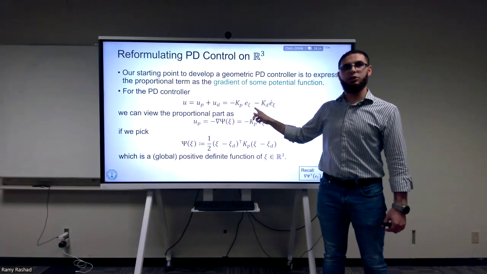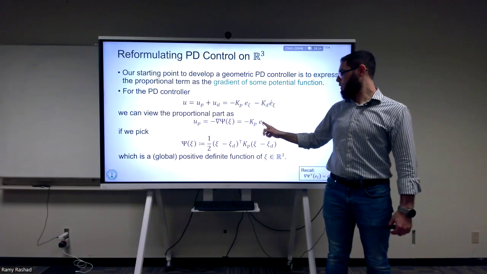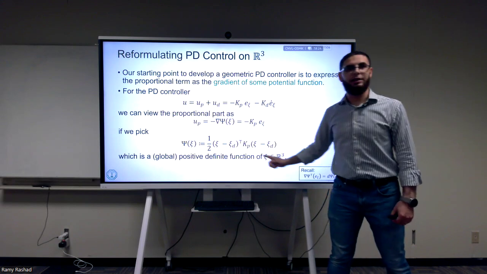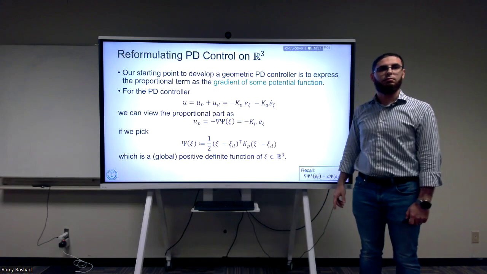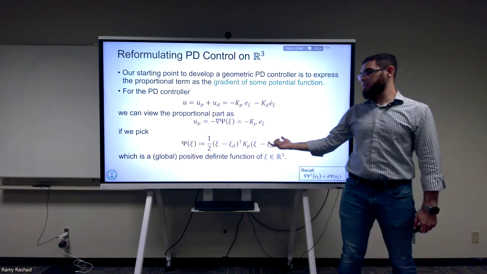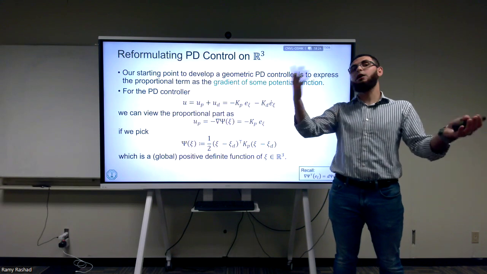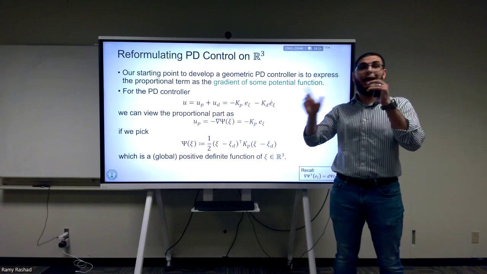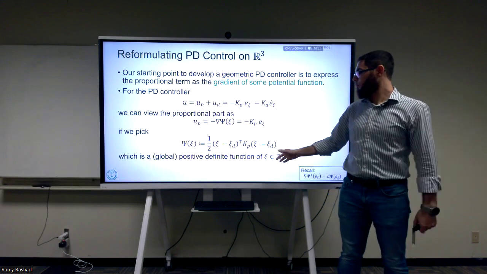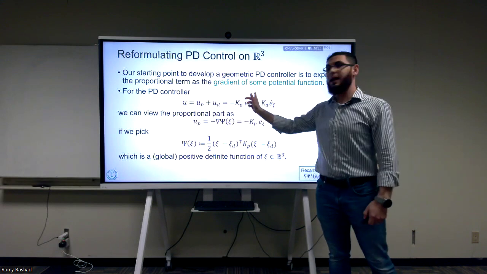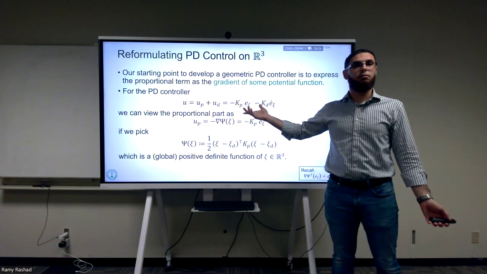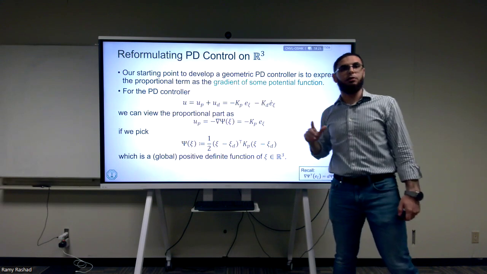So you see here this proportional term, right? I can interpret it as the gradient of this function. If I generalize this function to be anything else, here I chose a quadratic function. If I generalize it to any other positive definite function, and I choose the gradient, I'm going to get maybe something nonlinear, but it's a proportional term.